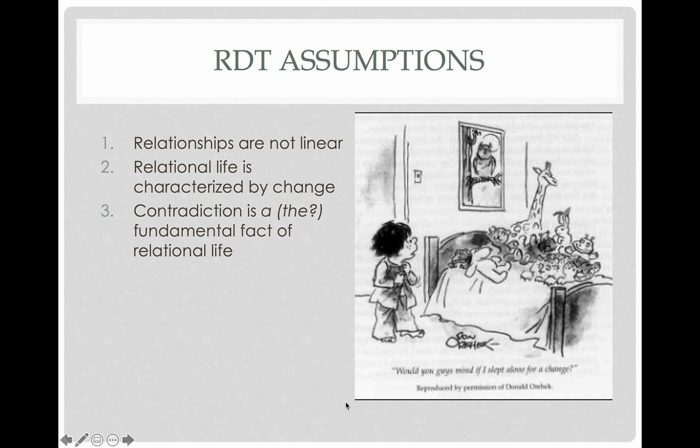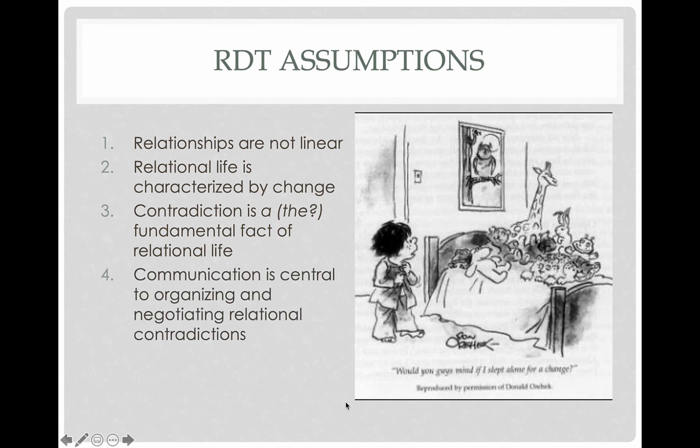Third, the assumption of contradiction. And here, we could have a little debate and maybe a conversation in class: is contradiction just a fundamental fact of life, or is it the fundamental fact? They state it in the text as the fundamental fact of relational life. We can debate that, and maybe we will. We'll leave that there for now, but that's a question. But contradiction, again, is a key assumption. So you've got this nonlinearity, you've got change or dynamism, and then you've got contradiction.